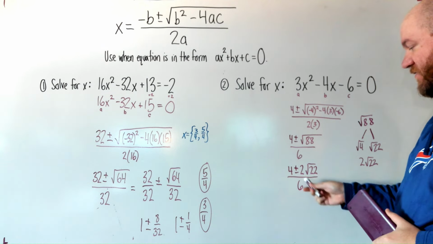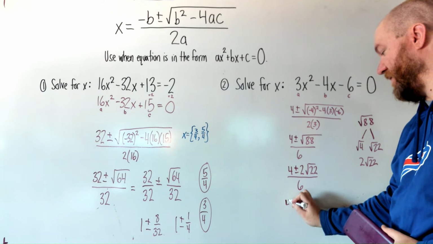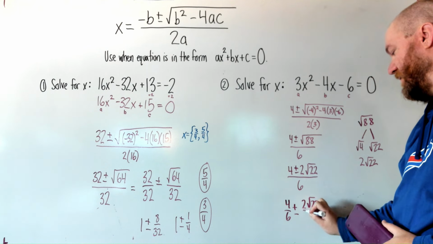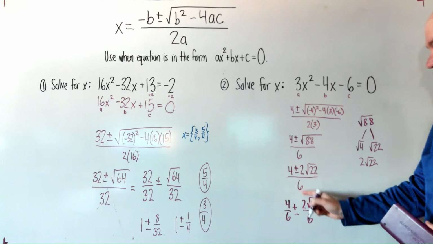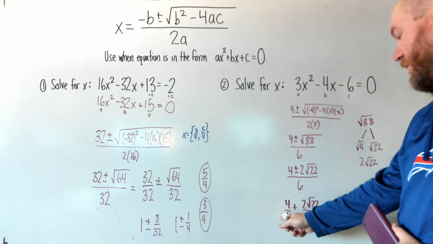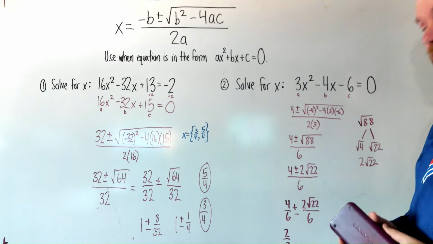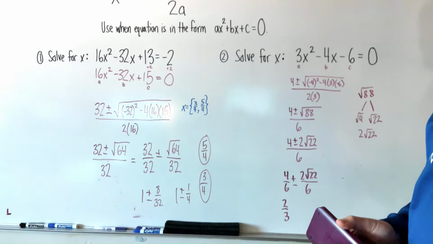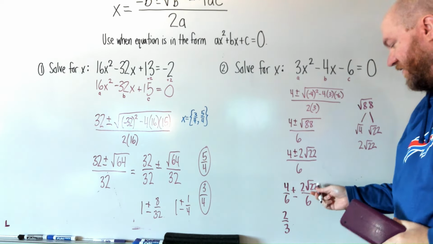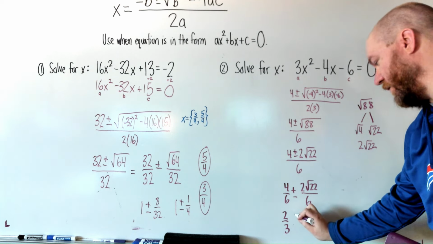And then just like the last one, I have one number in the bottom, but I have two numbers being added on top. So if I want to simplify this anymore, I need to split it. So I'm going to split it like that. And all I'm really doing is taking that 6 and making sure each thing on top gets divided by 6. So 4 over 6 can reduce to 2 over 3. Great. And then 2 radical 22 over 6 can simplify. If I just leave this radical 22 alone, I can simplify 2 over 6 to be 1 over 3.